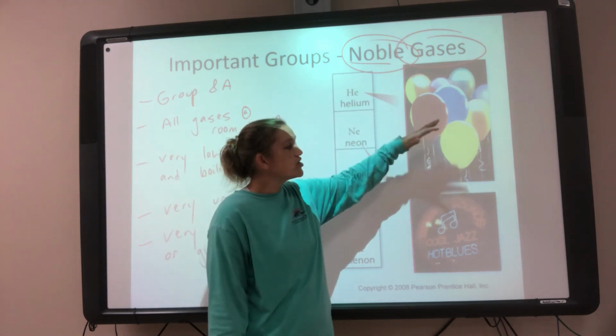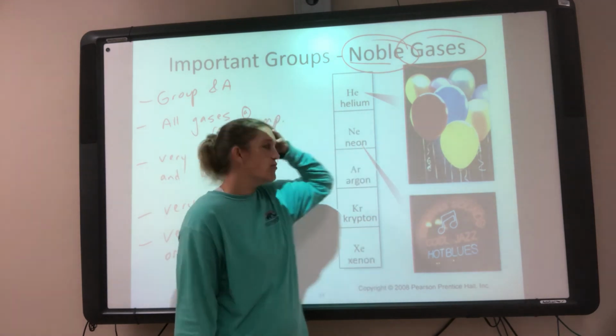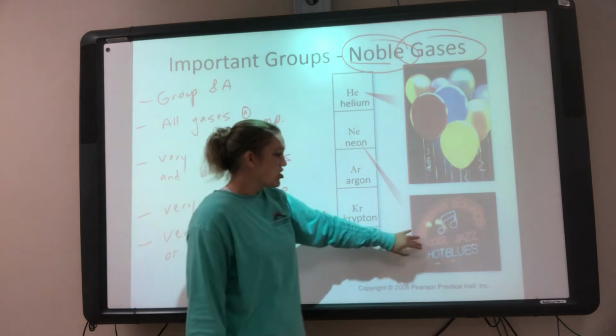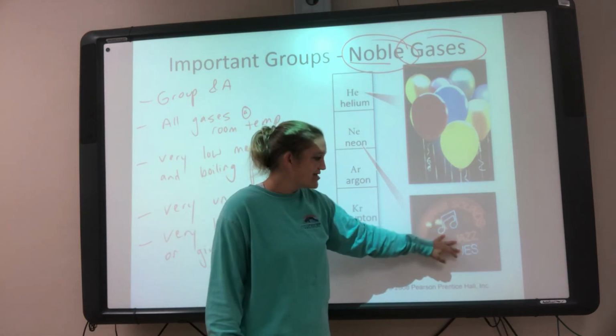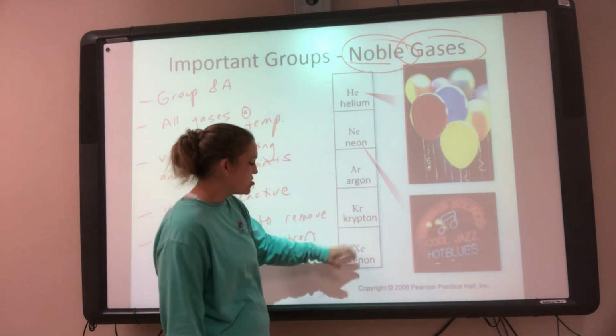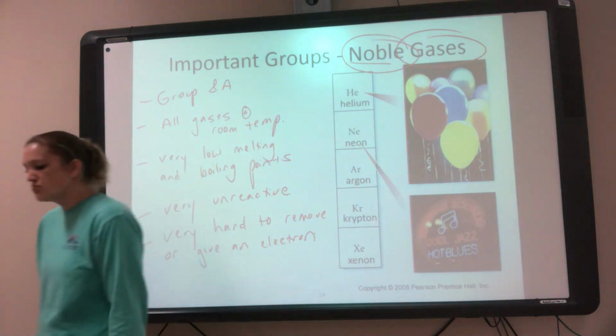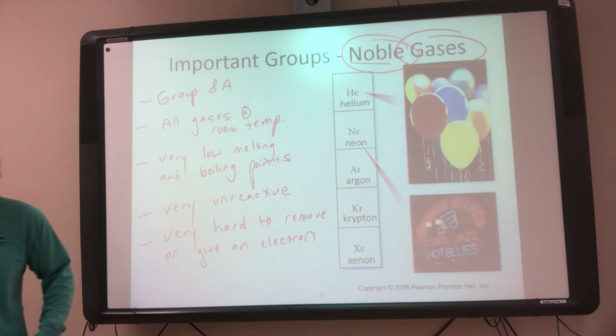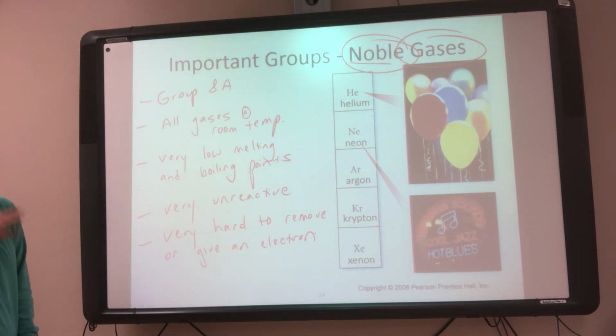So some examples of these noble gases are helium. So remember, those are usually put in the balloons that keep them floating. Neon, those are the things that you see in your little neon lights, but remember, not all neon lights are made with neon. You got argon, krypton, and xenon. Okay? So those are our noble gases. Those are our trends as far as our groups.